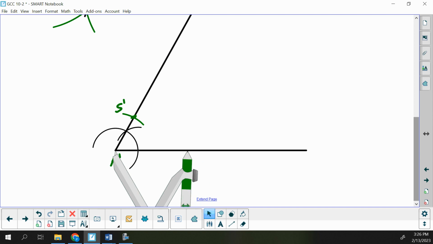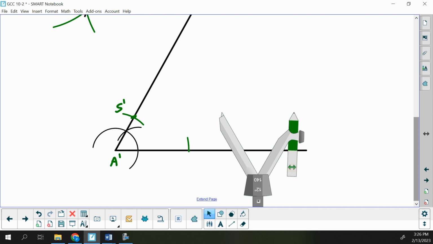We'll come down, we'll mark that distance from A prime. Wherever that hits, that's going to be E prime. And finish off by connecting S prime and E prime with your straight edge. And we've created a triangle that has all sides 1/2 the length of the original triangle. So those are the hardest ones when you create a scale image where we have to copy the angle.